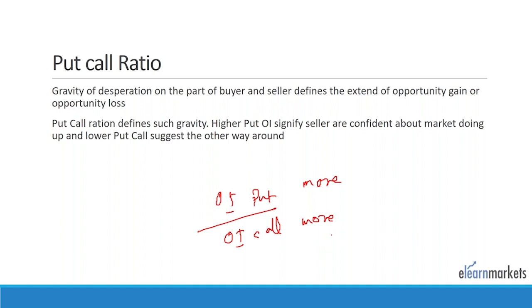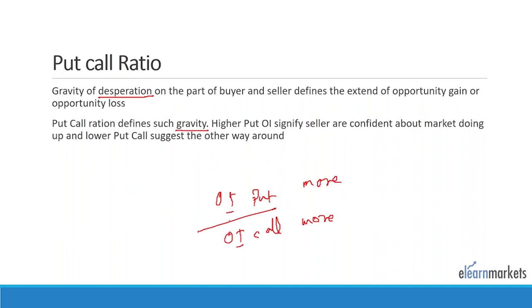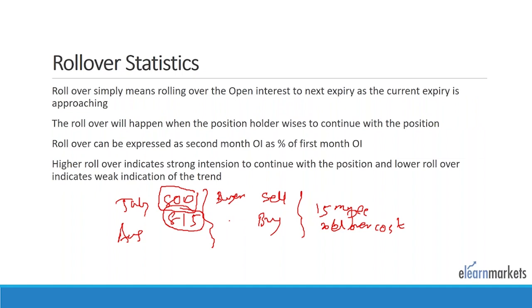So put call ratio is kind of an indication of the gravity of desperation which is there as part of the option seller as well as the option buyer. Higher put call ratio means higher selling in put, that means they're expecting market to go up. Lower put call ratio means aggressive selling in call option, that means they're expecting market to go down. All right. So yeah, these are the concepts which are important for you to understand.